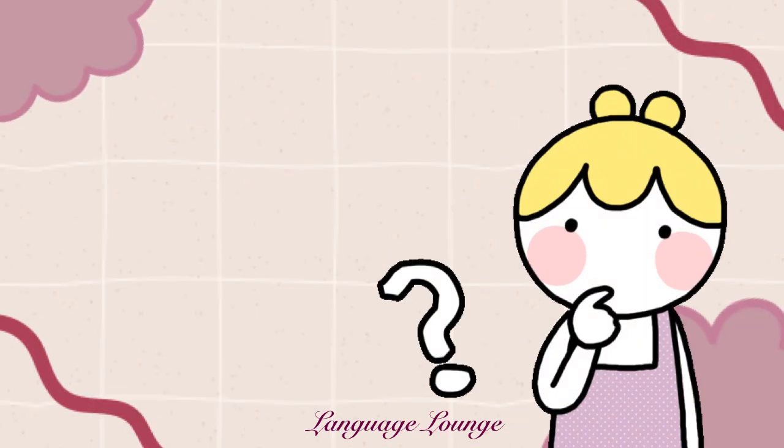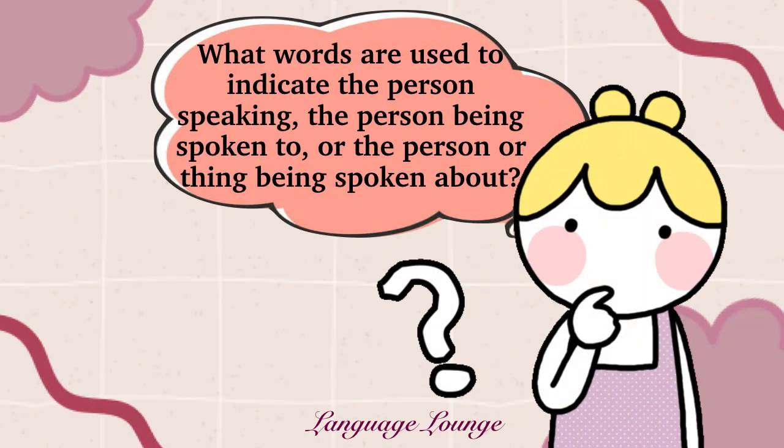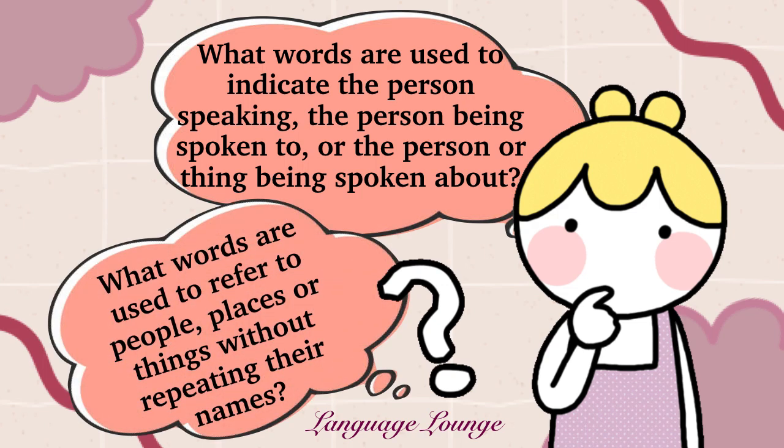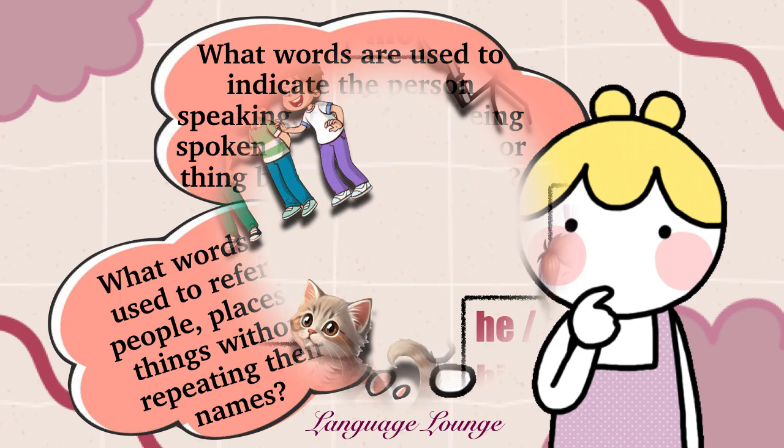Here are two brain-teasing questions for you. What words do we use to indicate who is talking, who is being talked to, or what is being talked about? What words stand in for people, places, or things so we don't repeat their names? If you can answer these, you will unlock today's lesson. Ready to take a guess? Drum roll, please.